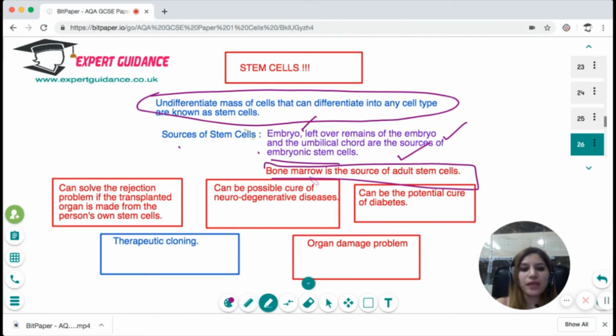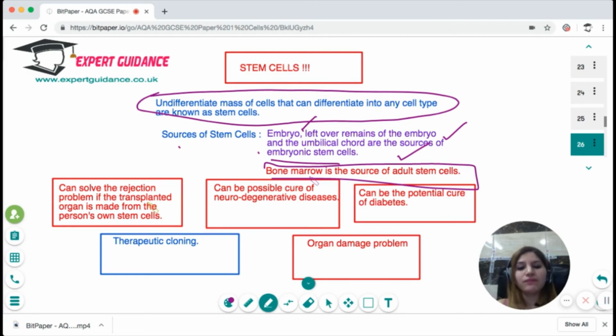Now, what are the possible promises of stem cells? There are a lot of cases in which a transplantation fails due to rejection of the donor organ by the recipient, because the body recognizes it as foreign and the immune system tries to kill it. But if the stem cells of the person's own body are used to generate the organ, then the problem of rejection can be solved.